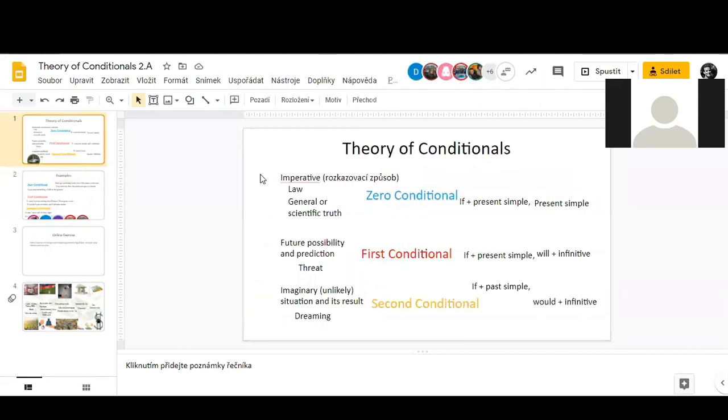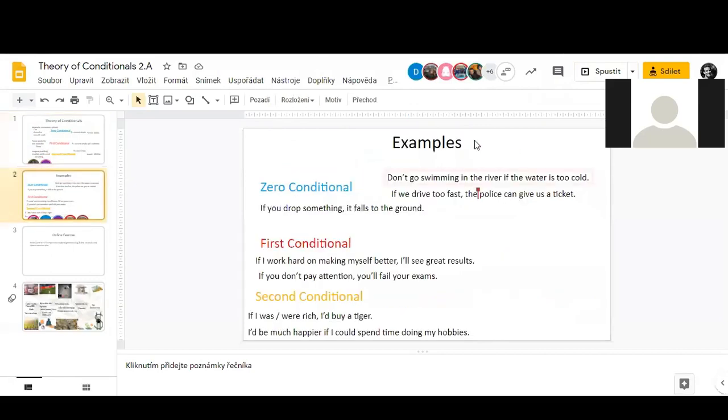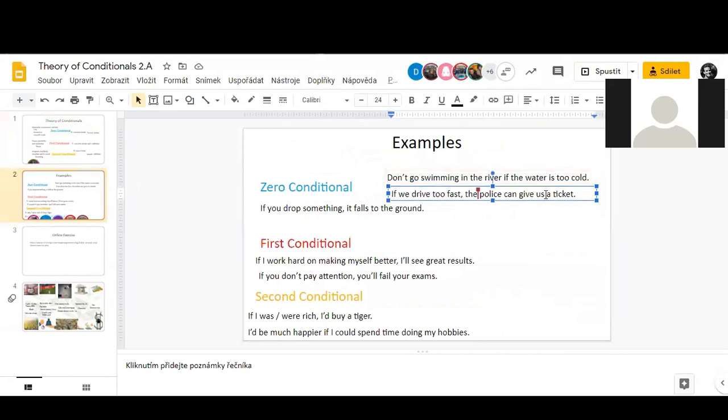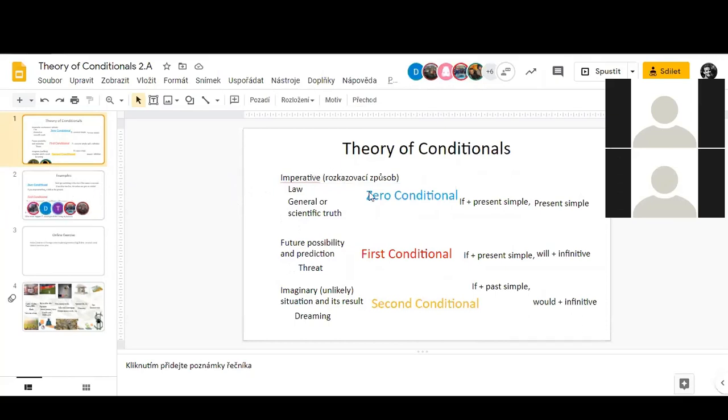So the situation is... Which of these? So imperative. That's it. Thank you, Miroslav. You can mute your microphone again. Then, Ferenci, if we drive too fast, the police can give us a ticket. So then, what is the situation here? If we drive too fast, police can give us the ticket. Imperative, law, or general truth? Law, I guess. Can be, okay. Why not? And it can also be general truth. It can be both. All right?